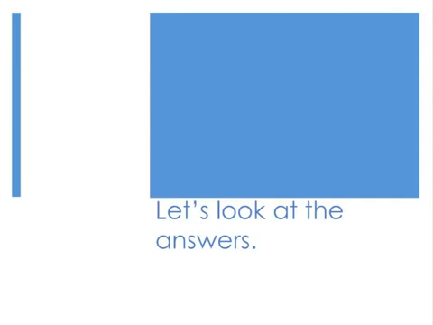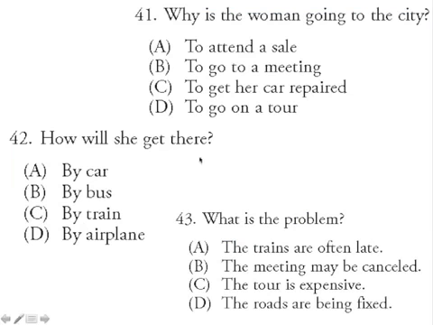Okay, now let's go ahead and take a look at the answers. In question 41, why is she going to the city? The answer is B, to go to a meeting. Question 42, how will she get there? C, by train. Question 43, what is the problem? The answer is D, the roads are being fixed.